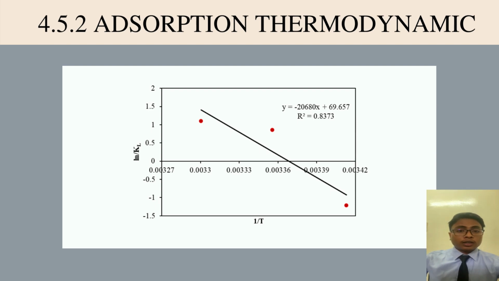The value of delta G for the activated carbon was found to be negative 2.12 and negative 2.78 kJ per mole at 25 to 30 degrees Celsius. It indicates that the carbofuran adsorption by activated carbon grew less favorable at increasing temperature.